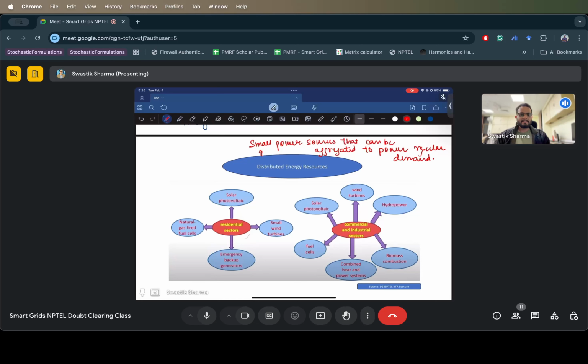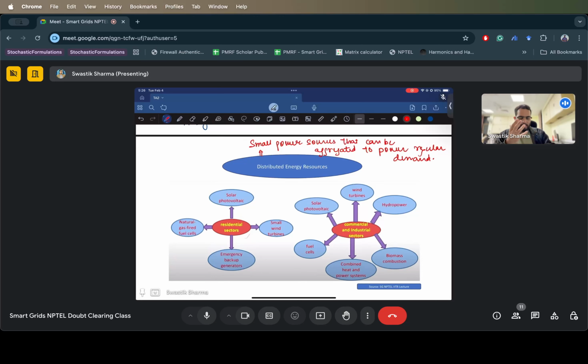When I say aggregated, let's say your neighbor has gone for a vacation for 4 or 5 months, right? His power is not being used in his house in its entirety, right? So it can be aggregated to power a regular demand, let's say your household only. So these are small power resources that can be aggregated to power a regular demand.